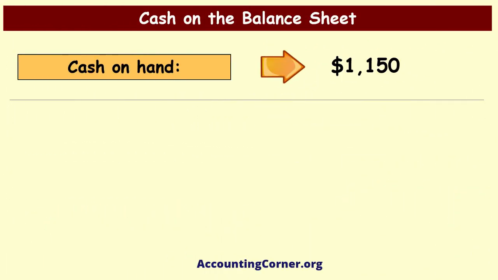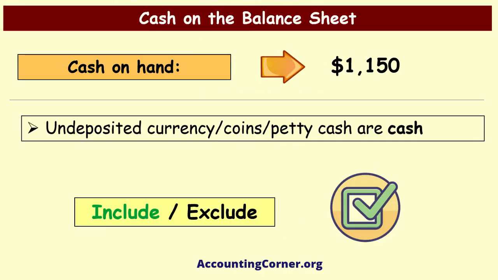Our next item is cash on hand, with a balance of $1,150. This represents undeposited currency, coins, or petty cash, kept by the company. Since these funds are immediately available, and can be used for payments at any time, they qualify as cash. Therefore, we include this amount in the cash balance.